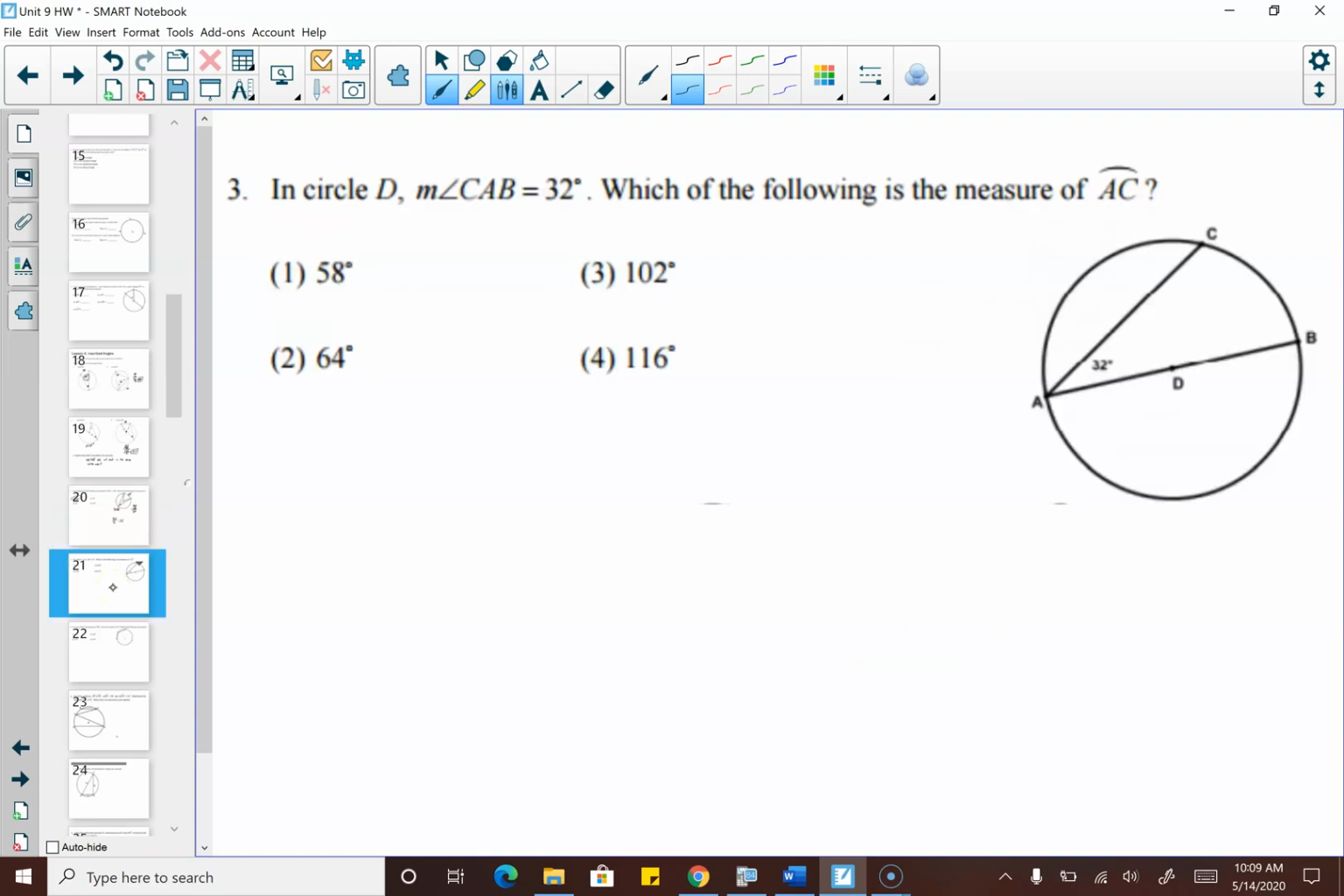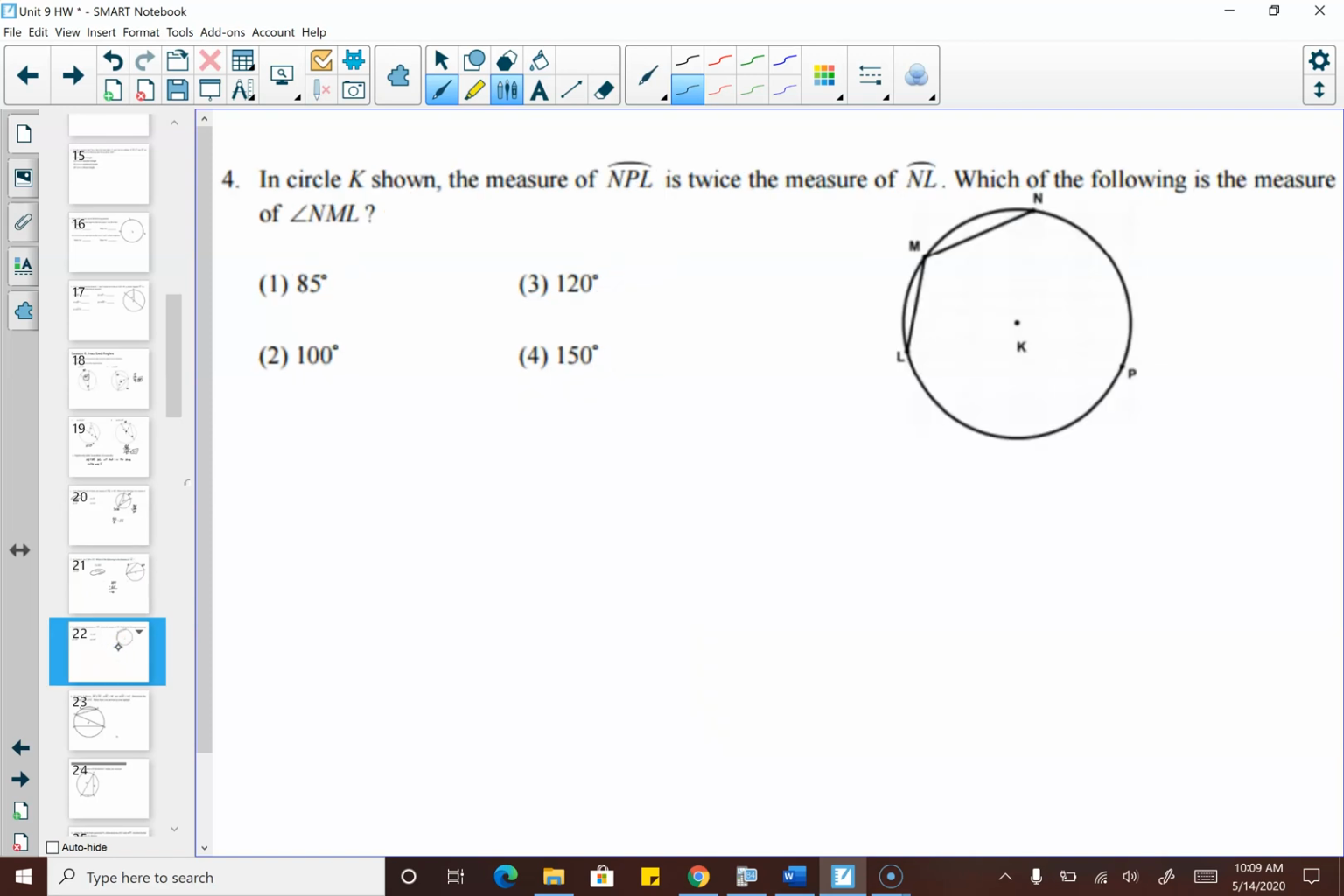So now, we want to know the measure of arc AC. So the only thing they give us is angle A, which is inscribed here. So we're going to multiply by 2 to get our arc, 64 degrees. Then ADB here is a diameter. So we know that creates a semicircle. So 180 minus 64 is going to give us 116 degrees.